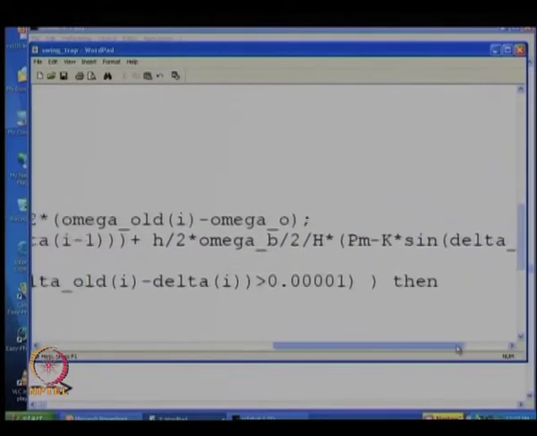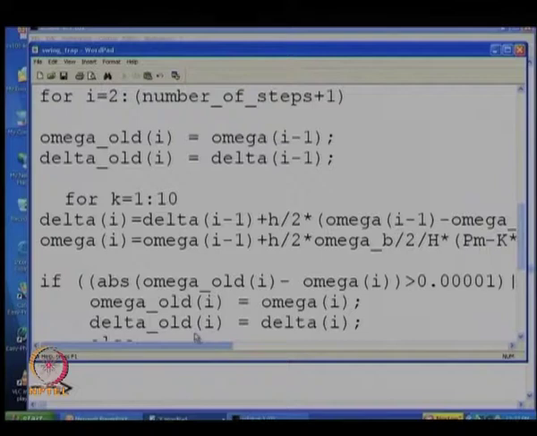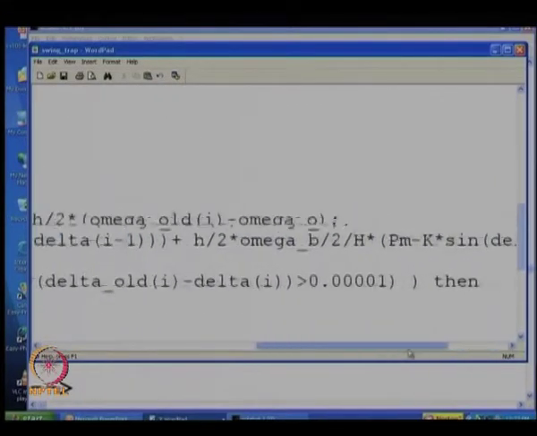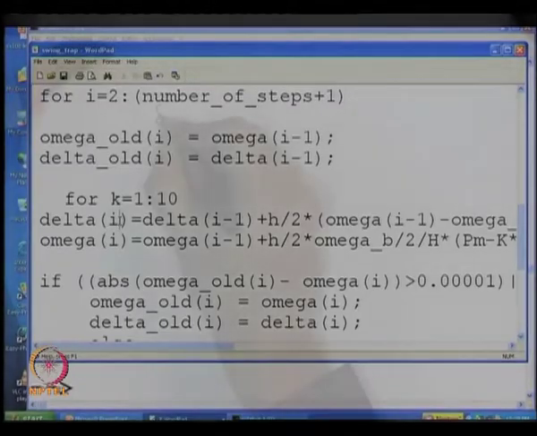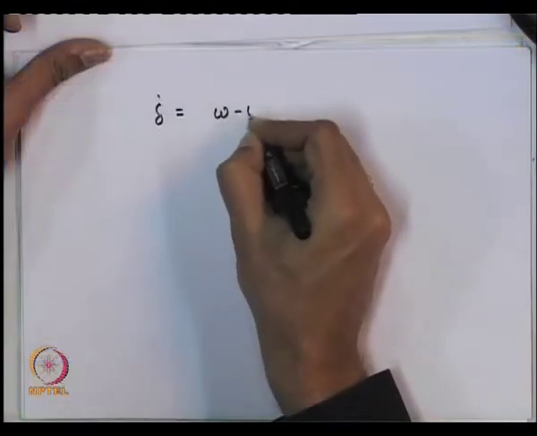Okay, the problem which you see here, of course, is that the statements in the program seem to have become much larger. One of the things you will notice is that delta I will not be easily obtained from the previous value, that is delta I minus 1. So, let us just pay our attention on what we get if we try to discretize swing equations using trapezoidal rule. So, you have got delta dot is equal to omega minus omega naught.